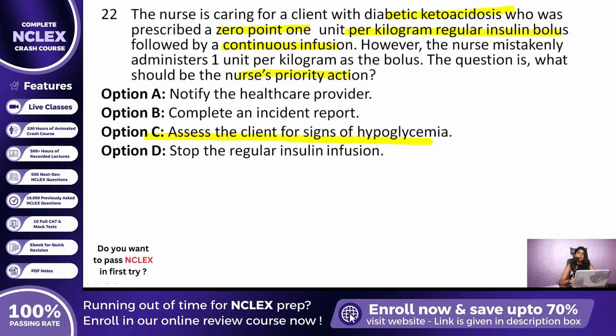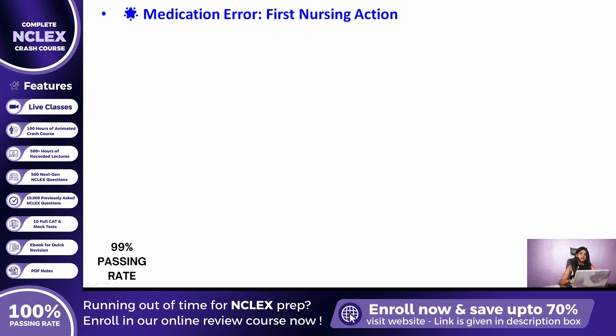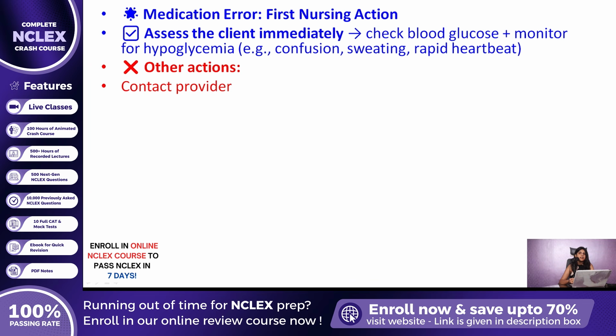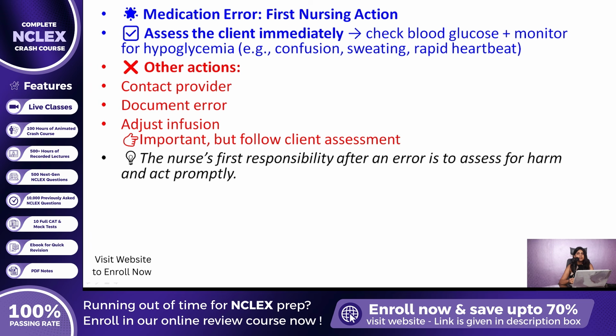Let me explain the reasoning. Regular insulin administered intravenously works quickly, peaking within 15 to 30 minutes. Therefore, the immediate priority is to evaluate the client for hypoglycemia by checking blood glucose levels and watching for symptoms such as confusion, sweating, or rapid heartbeat. Contacting the healthcare provider, documenting the error, or altering the infusion are important steps, but they should come after ensuring the client's safety through prompt assessment. The key point is that when a medication error occurs, the nurse's first responsibility is to assess the client for harm and take immediate action as needed.